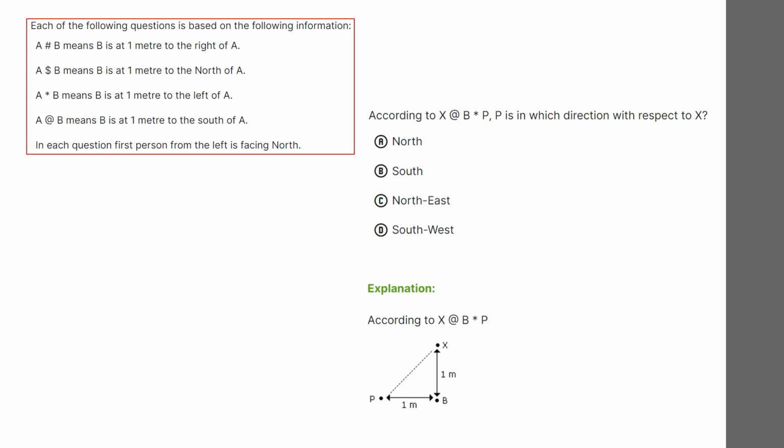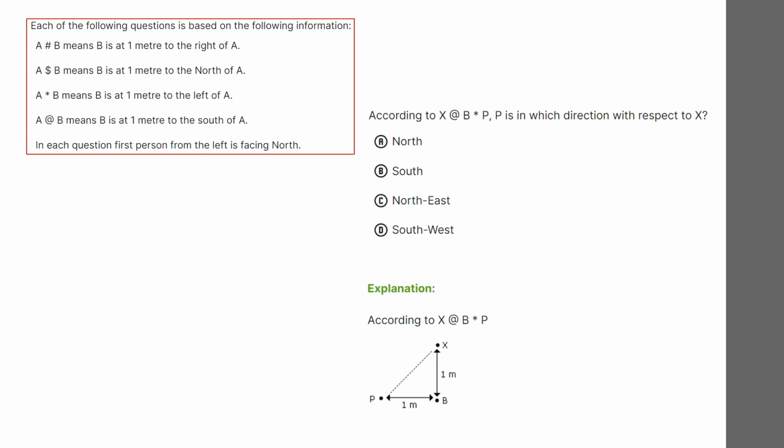Now the same A and B variables will not be used in the sub questions, but different variables will be there, and you have to follow the meaning of the symbol. The hashtag symbol means you have to go 1 meter to the right of A. Yes, A means the first variable.